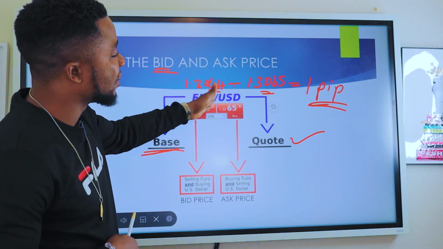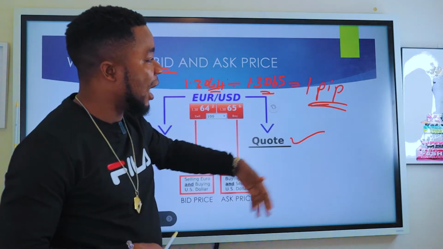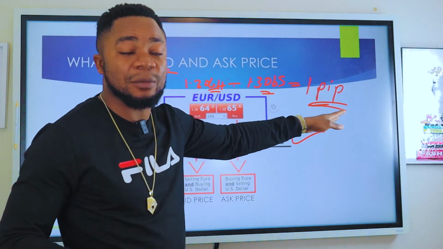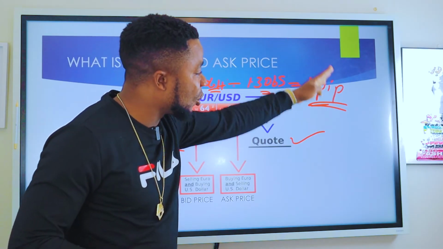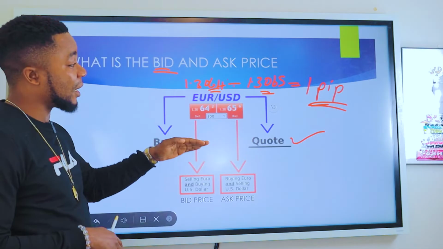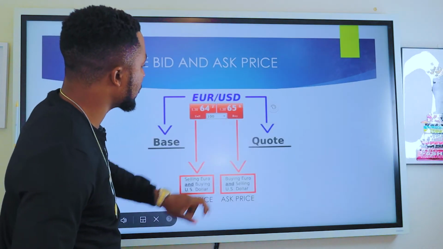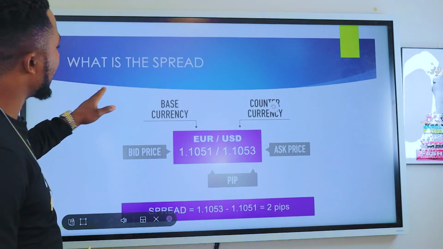So if I ask you what is the spread of this particular currency pair, it is 1 pip, all right? And what is a pip? A pip stands for percentage in point, which is the smallest increment of any particular quote or any particular exchange rate, all right?